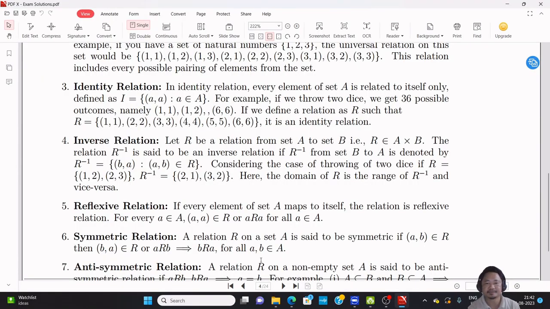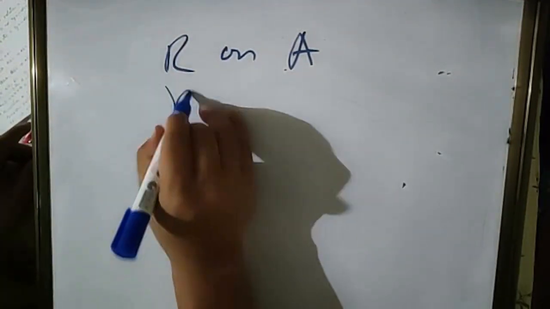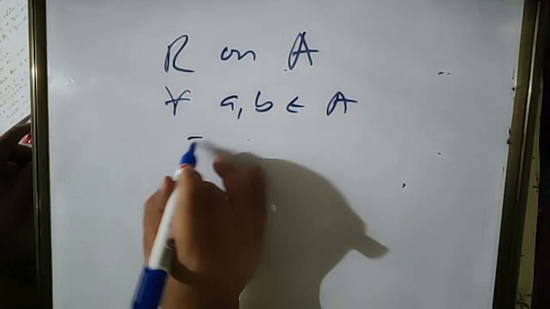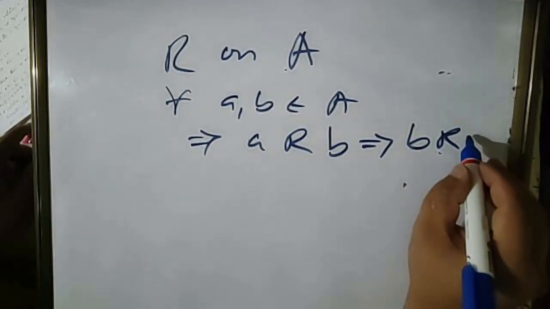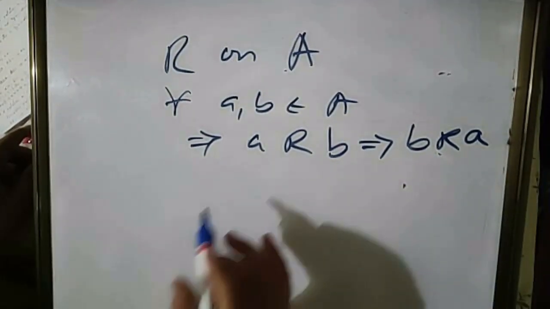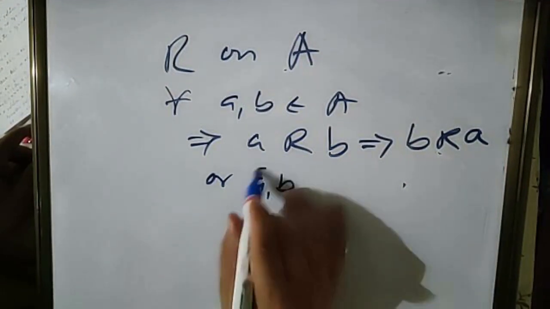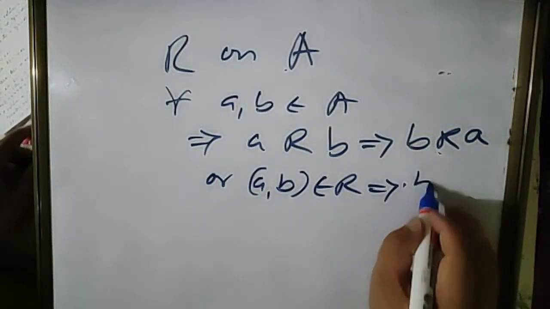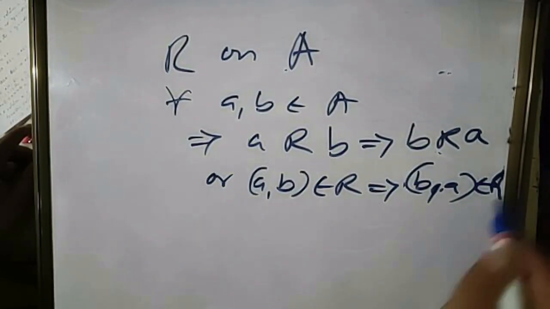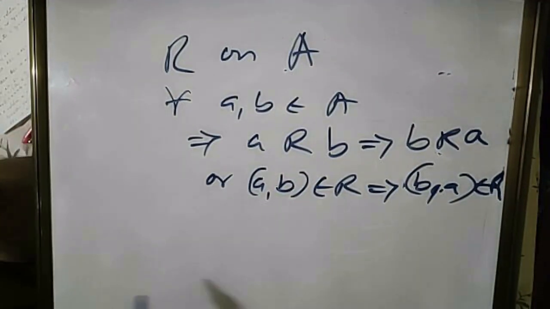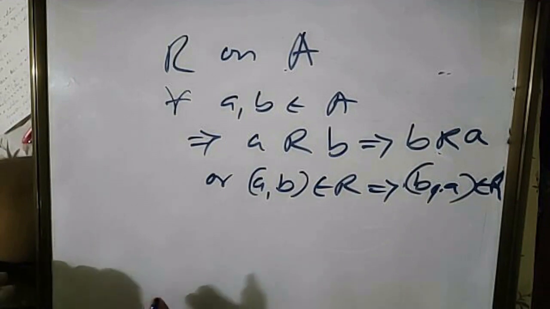What is a symmetric relation? A relation R on a set A is said to be symmetric if and only if for all A, B belonging to A, A is related to B implies that B is also related to A. Or in other words, if (A, B) belongs to the relation R, then (B, A) must be in the relation R. This is called a symmetric relation.